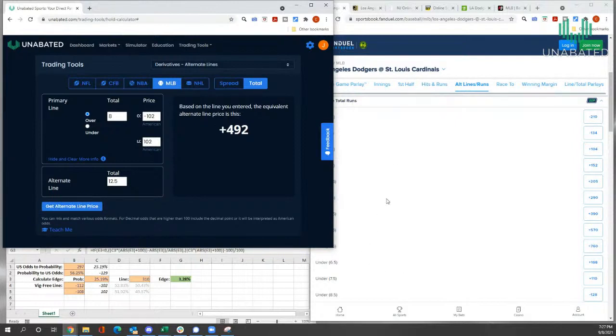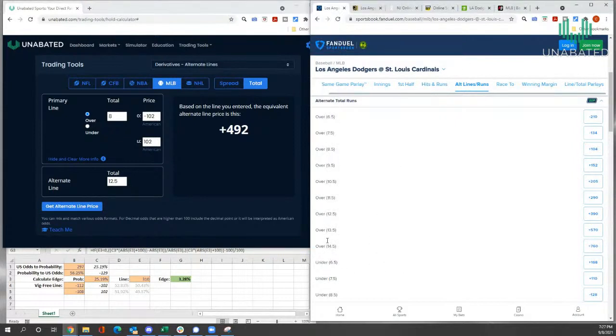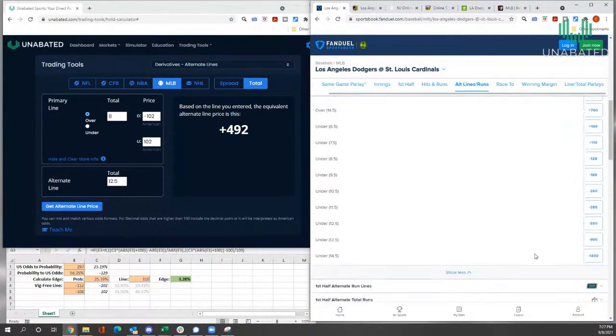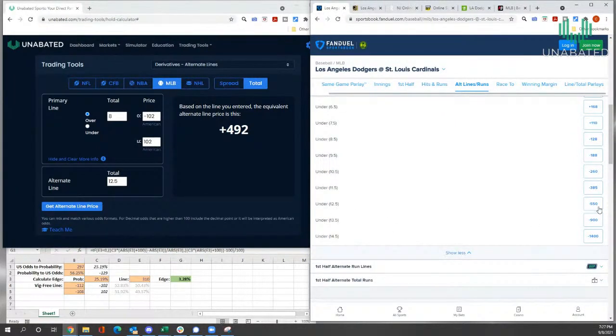They said it should be 492, and they got it priced at plus 390, so they're not going to be a play on that. Let's just maybe check the under. Now it's minus 550. So they're probably not a play on the total on that one. But that's how we kind of do it. That's how you can use the tool to find some value.